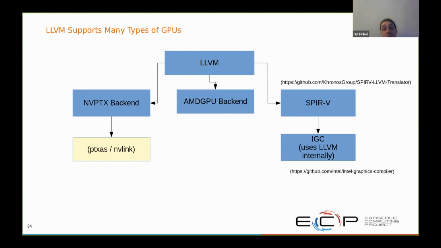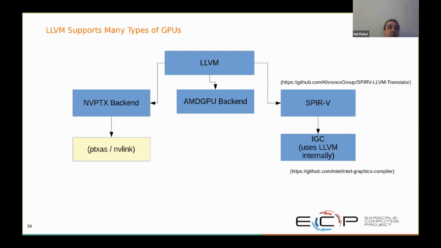You can target Intel GPUs as well. The way that works is that you take the LLVM-IR, which gets processed via the SPIR-V standard intermediate representation translator. That's an external component, but it plugs in to the overall diagram here. From there, you can feed that through the Intel graphics compiler, which also uses LLVM internally in order to compile the SPIR-V down to machine code that runs on the Intel GPU.